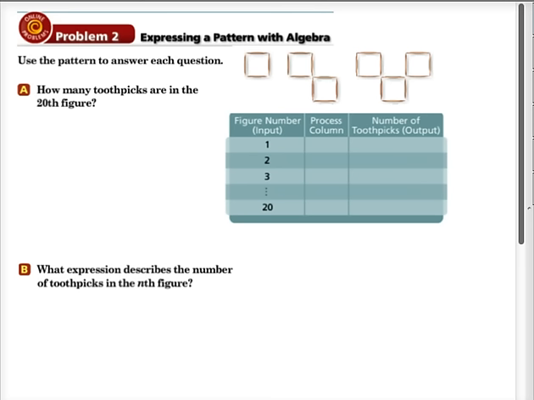Well, for that, we have some processing to do, okay? Before we can answer how many are in the 20th figure, we need to figure out how many are in each figure that we're given so we can start processing a pattern. If you notice in these tables, first they're giving us a figure number. So we have the first, second, and third figure. So let's count to start off with how many toothpicks are in each figure. In this first one, one, two, three, four, we have 4 toothpicks to start off with.